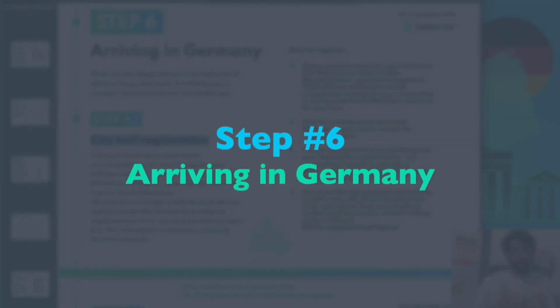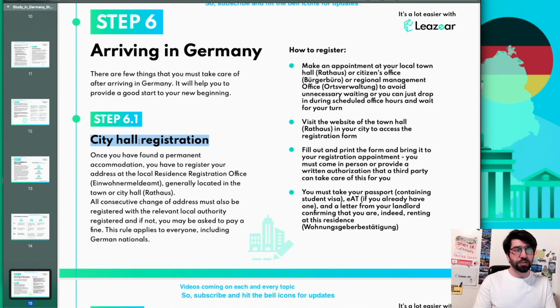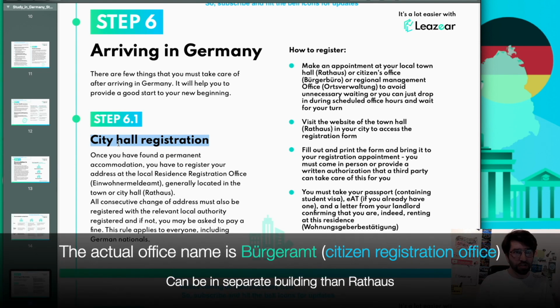Step number 6 is arriving in Germany. Once you arrive in Germany, you have to register your address at the city hall. They call it Rathaus in Germany. You may need to make an appointment or you can go directly over there. In the time of Corona, make sure you visit their website and see for the details. Either you need to book an appointment or not.